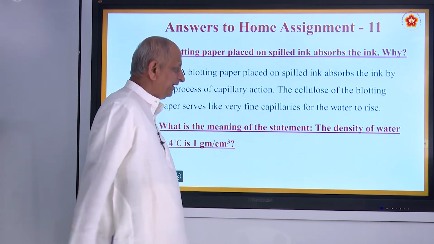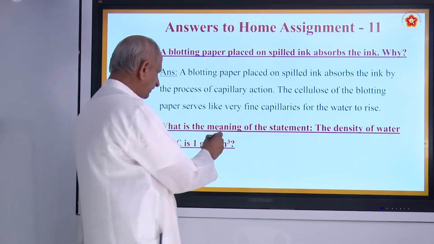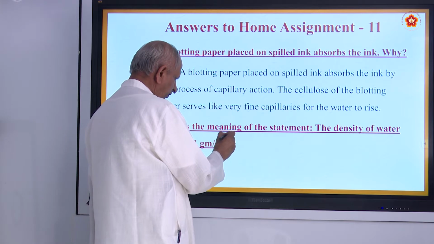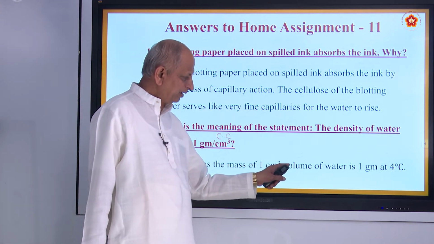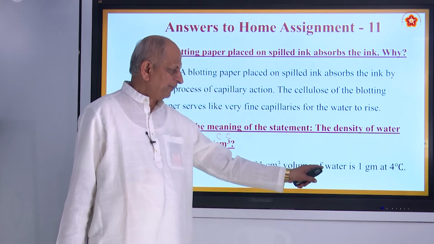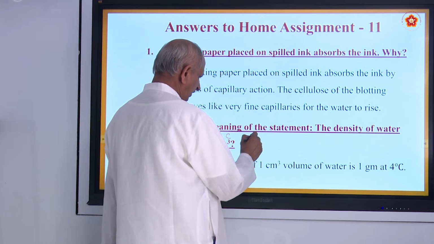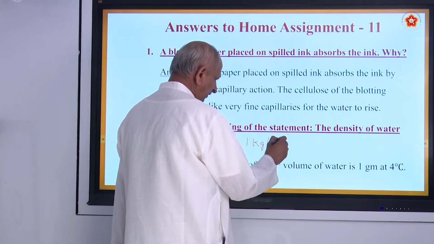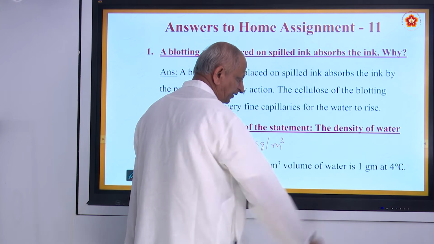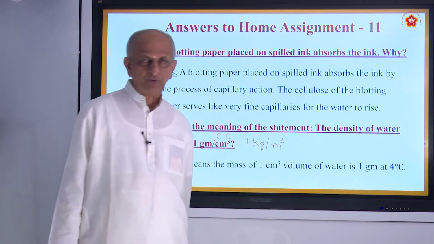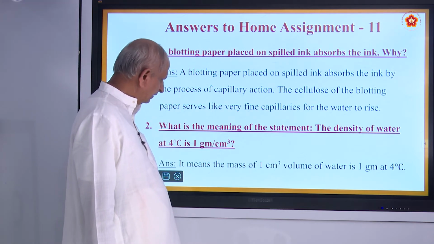And also we have seen the second question, what is the meaning of the statement? Density of water is 1 at 4 degrees Celsius is 1 gram per cm cube. Sometimes we call it as cc also, cm cube or cc. So what is the meaning of that? It means that mass of 1 cubic centimeter of water, one volume of water is 1 gram. Understood? So if you say 1 kg, that is the SI unit per meter cube, means what? Mass of 1 meter cube volume of water is 1 kg at 4 degrees Celsius. So 4 degrees Celsius is a very standard word, and at that temperature the density will be maximum.